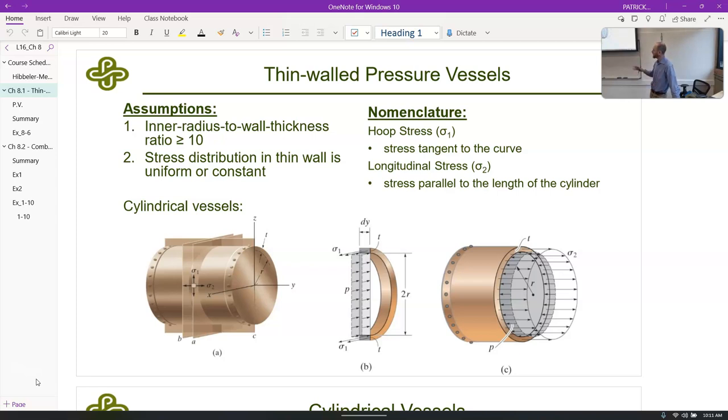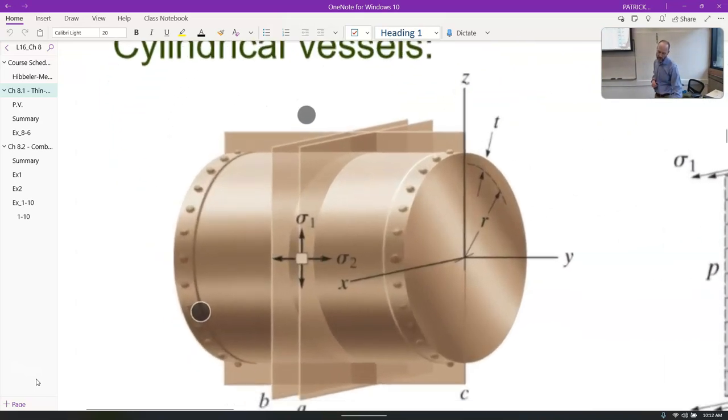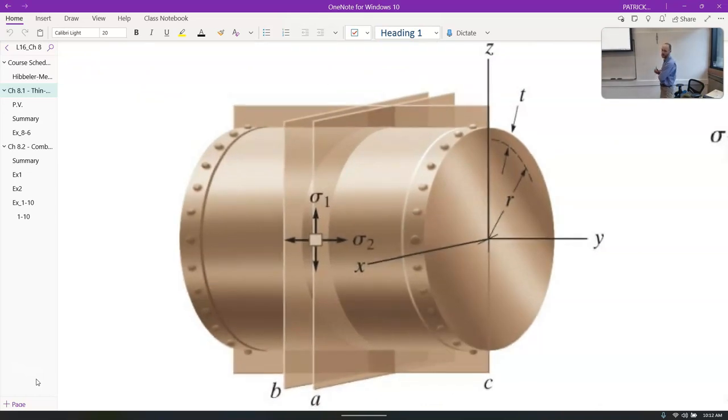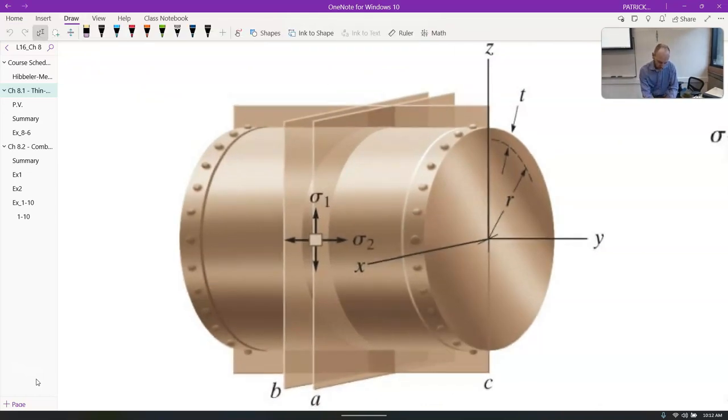And then we're just going to assume that the stress in the thickness of our shell is going to be uniform across its thickness. So the nomenclature we're going to have here: we've got hoop stress and longitudinal stress. If we zoom in and look at our cylinder, we're going to take a differential element and look at the stresses that occur in each direction.